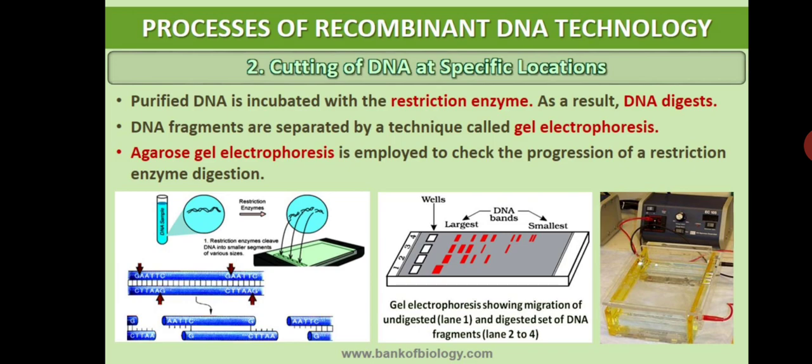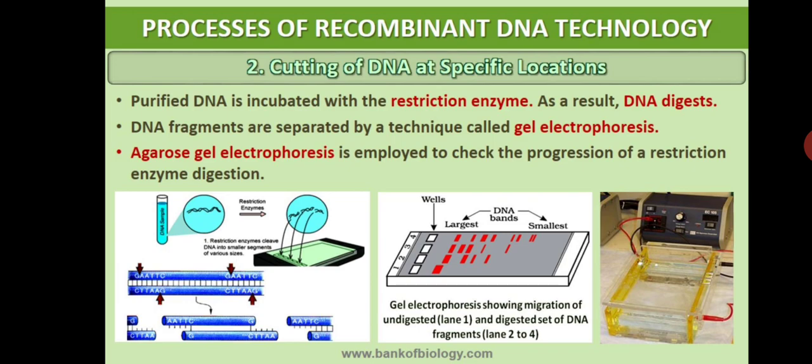In that kit you can see some cavities. These cavities are called wells. In the second diagram you can see the wells, small cubes. These cubes are called the wells or cavities in which you have to add the DNA fragments. Understood? Okay, this is the diagram, and you have already studied the restriction enzyme in detail.